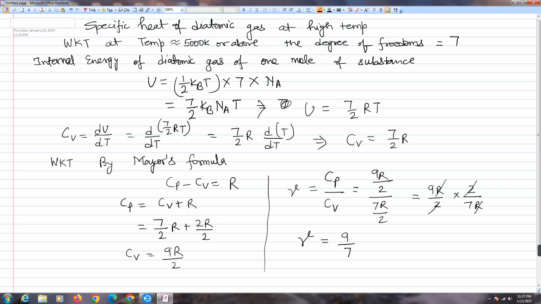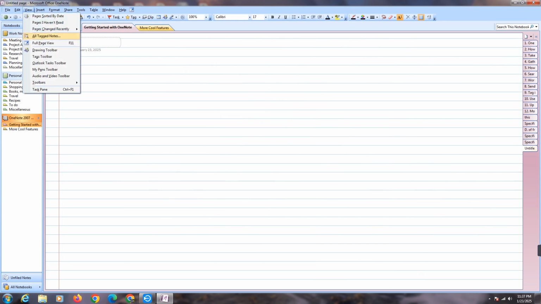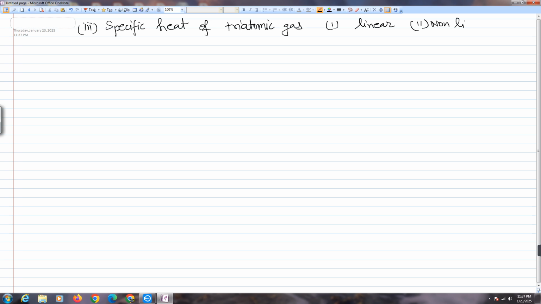The remaining part is the third part, specific heat of triatomic gas, correct? As we know that in triatomic gases there are two types of cases. One is linear and second is non-linear, correct?